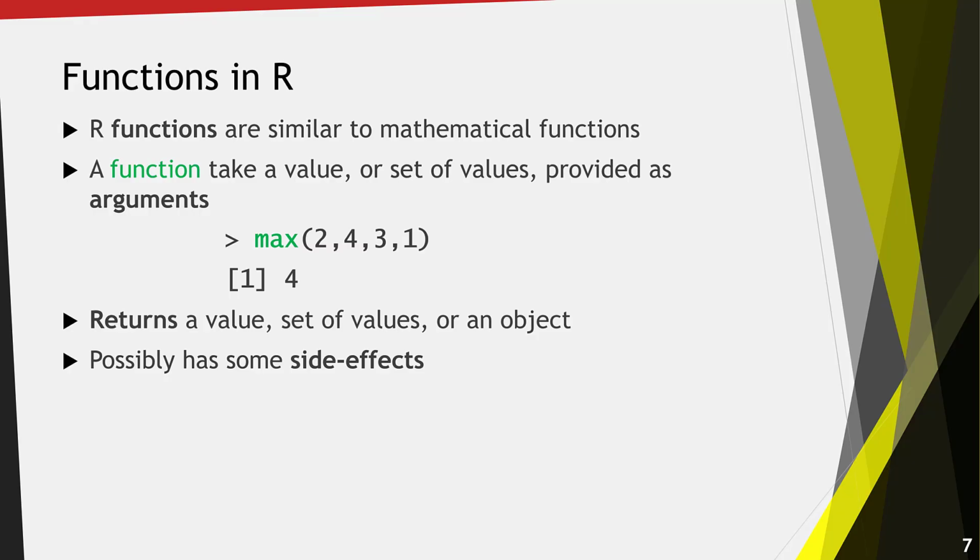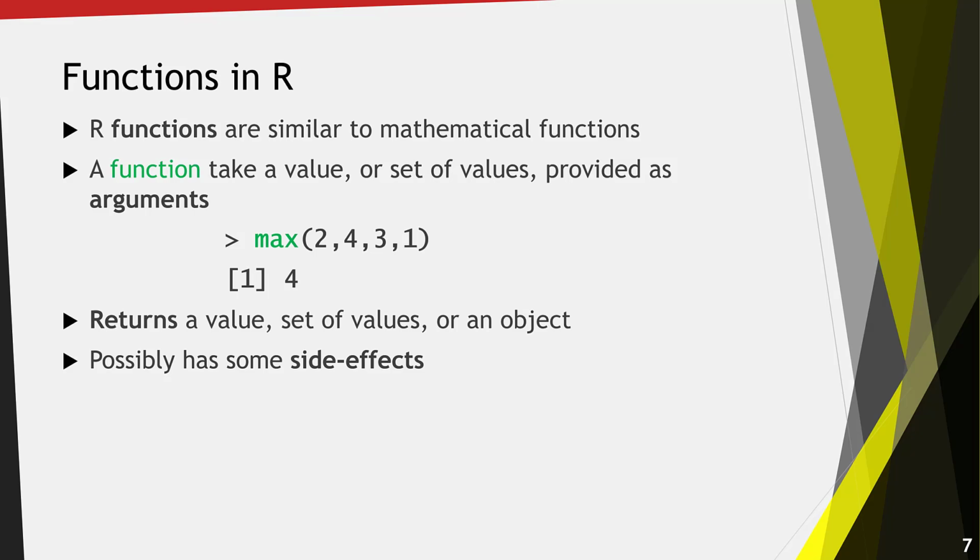R functions are very similar to mathematical functions. A function is going to take a value or a set of values provided as what we're going to call arguments. It's then going to apply that function to those values and return the resulting value, set of values, or an object. R functions might also possibly have side effects, which is a little different from mathematical functions. So let's look at this in detail.